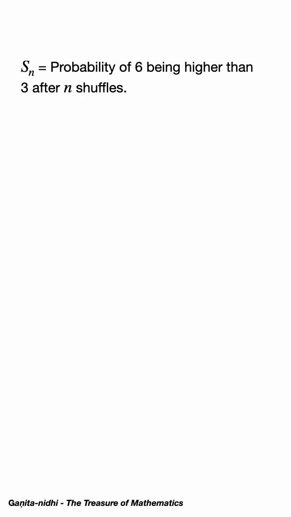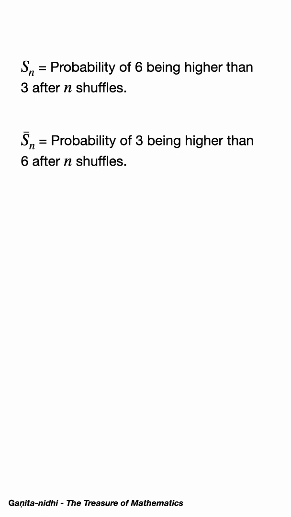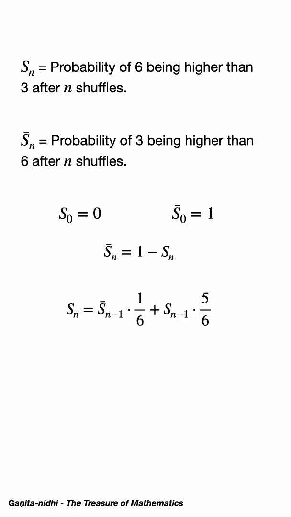Let's summarize this. Let Sn be the probability of 6 being higher than 3 after n shuffles, and Sn bar is the probability of 3 being higher than 6 after n shuffles. Of course, S0 is 0 and S0 bar is 1. And we have Sn bar is equal to 1 minus Sn, because these two are mutually exclusive events. So we can express Sn like this.